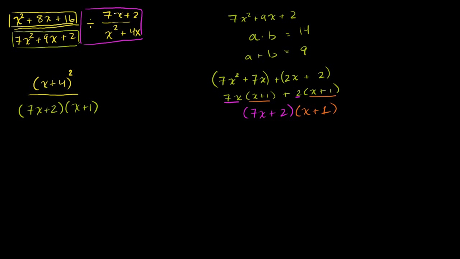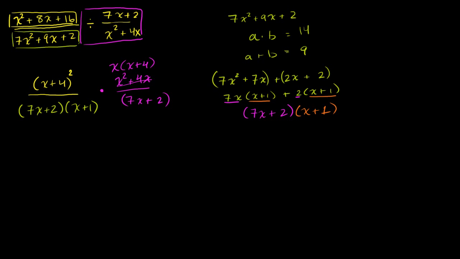So multiplying by the inverse of this. Dividing by this is the same thing as multiplying by the inverse. So we just flip the numerator and the denominator. So x squared plus 4x over 7x plus 2. And then another thing we can do, let's see, if we look at this up here, we can factor out an x. So this right here, if we factor out an x, is the same thing as x times x plus 4.